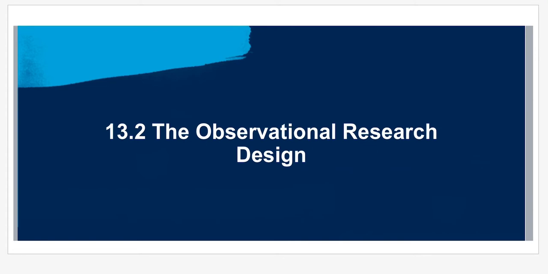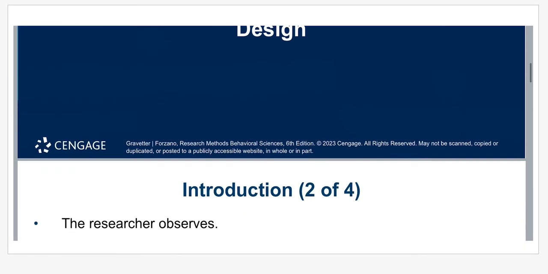And then we're going to define content analysis and archival research. We're going to describe observational research design specifically, and discuss the strengths and weaknesses of it and the difference between naturalistic observation, participant observation, and contrived observation. So let's jump right in.